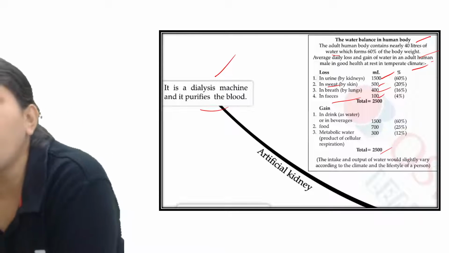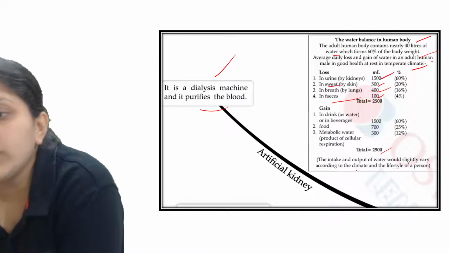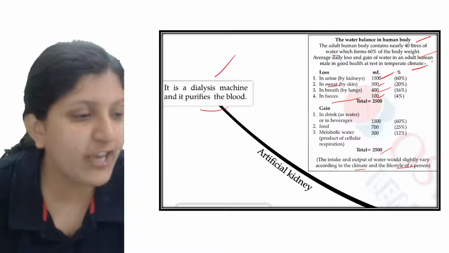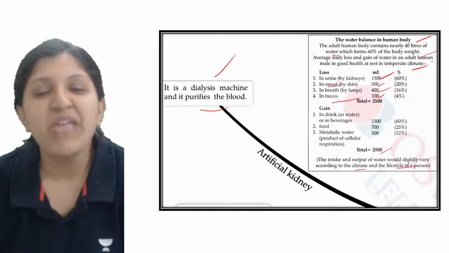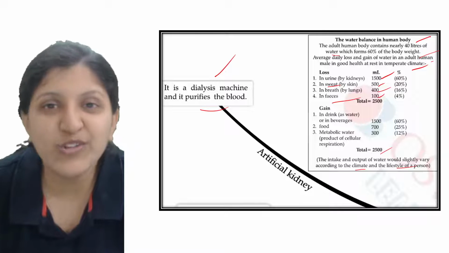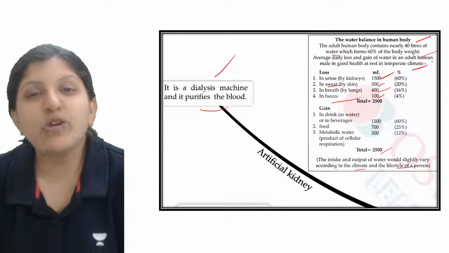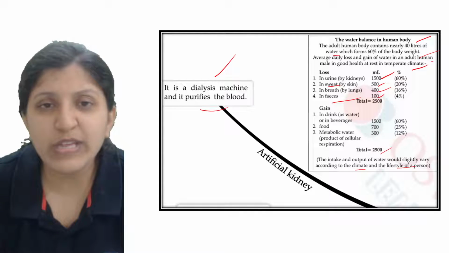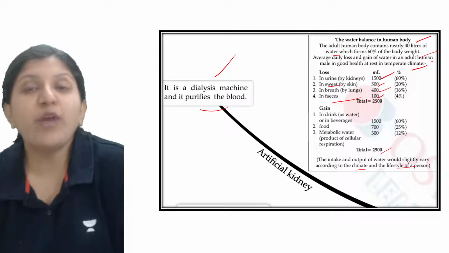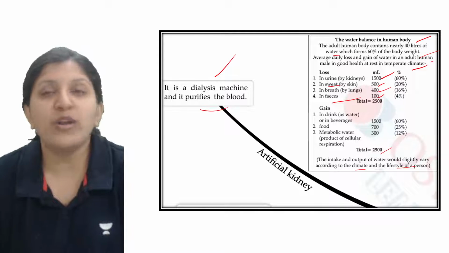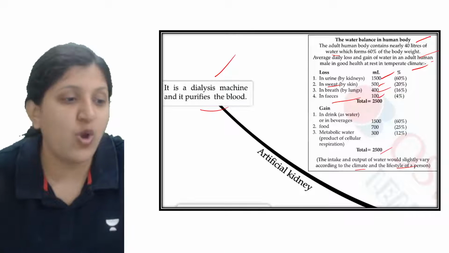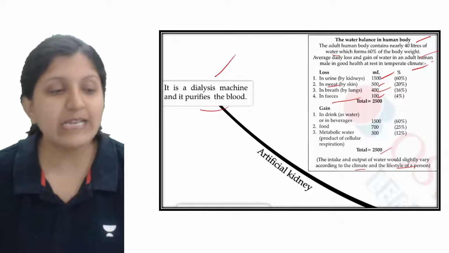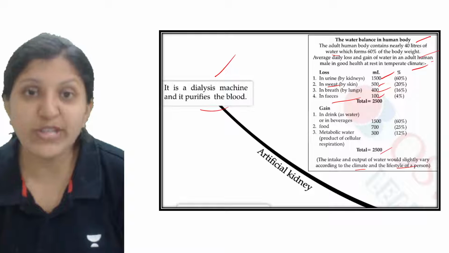The intake and output of water vary slightly according to the climate and lifestyle of a person. Depending on the intake of water, there is a loss of water. In summer we drink a lot more water compared to winter, because we feel thirsty. That is mainly because we are perspiring. There is too much sweating as your body tries to cool down, because the outside temperature is hotter. That's the reason we feel thirsty and drink a lot of water during the summer.